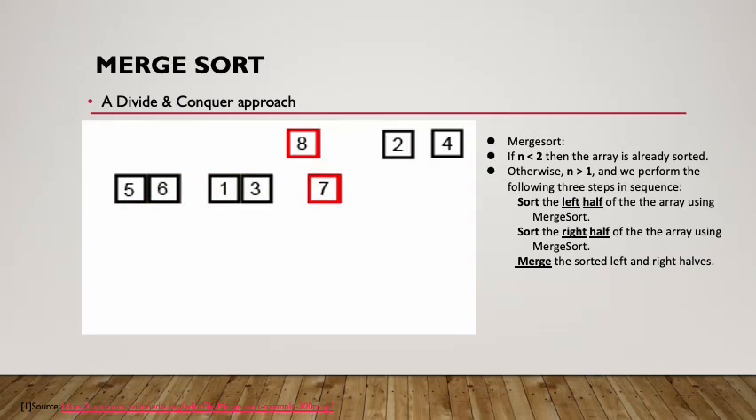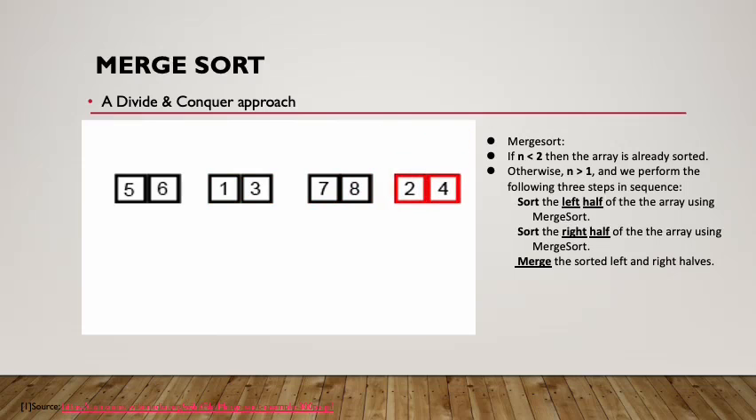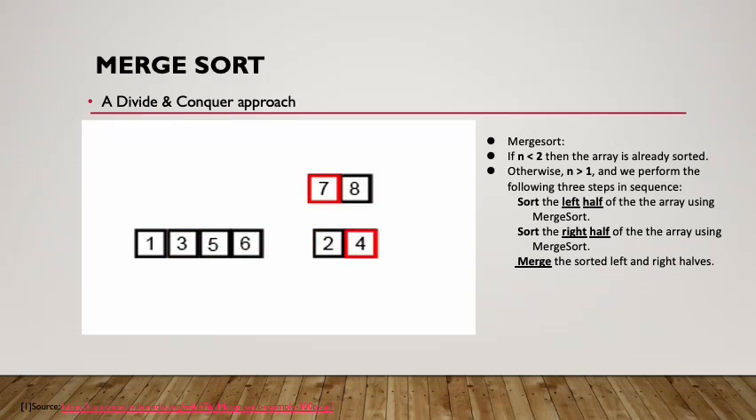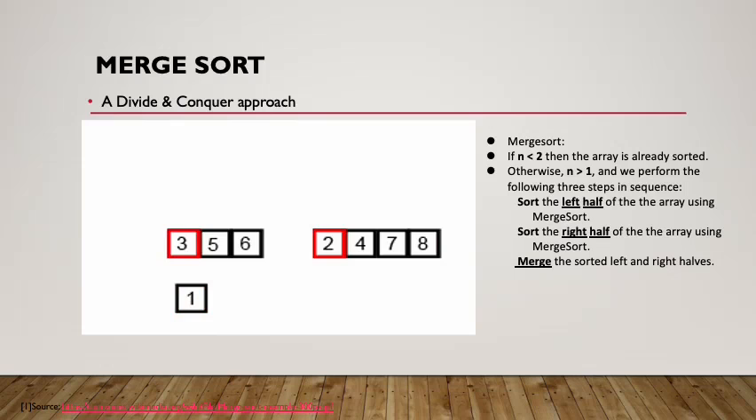To sort an array of n elements, for example, we perform the following steps in sequence. If n is less than 2, the array is already sorted. As you can see, 1 over here is already sorted. 3 individually is already sorted. Otherwise, if the value of n is greater than 1, we perform the following 3 steps in sequence. We sort the left half of the array using merge sort, the right half of the array using merge sort, which is our algorithm, and then merge the sorted left and right halves.